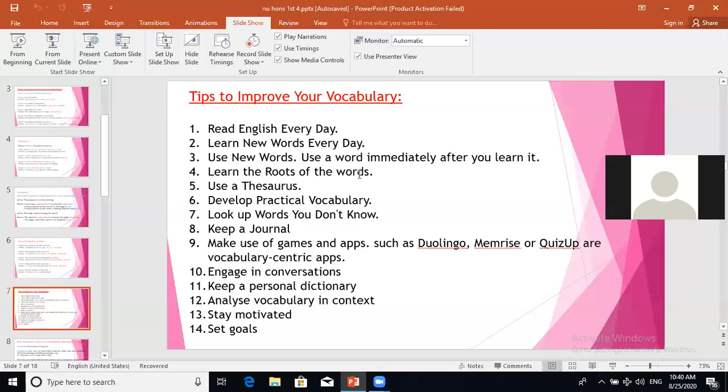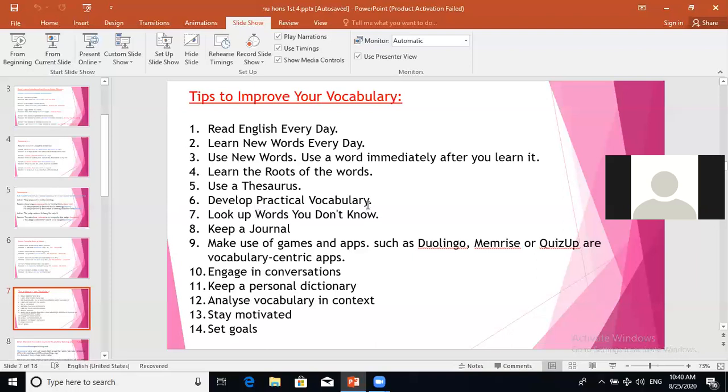Learn the roots of the words. You know there are prefixes, suffixes, and root words. I mean, you should know the roots of the words also. That will help you to remember the words. Use a thesaurus. It's one kind of dictionary, of synonyms. There are a lot of synonyms in this dictionary. So if you want to use synonyms, I mean different types of words, then you can use this dictionary, the thesaurus. You should keep a thesaurus beside you.